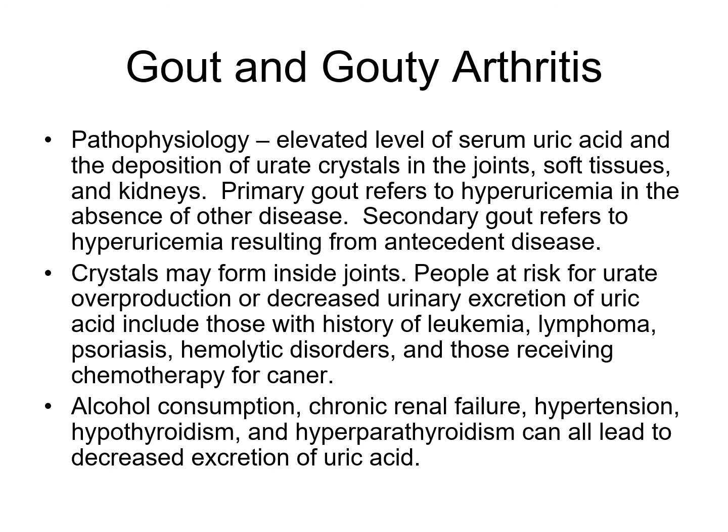Gout and gouty arthritis is related to an elevated level of serum uric acid and the deposition of urate crystals in the joints, soft tissues, and kidneys. Primary gout refers to hyperuricemia in the absence of other diseases. Secondary gout refers to hyperuricemia resulting from another disease. Crystals form inside the joints, and people at risk for urate overproduction or decreased urinary excretion of uric acid are those with a history of leukemia, lymphoma, psoriasis, hemolytic disorder, and those receiving chemotherapy for cancer. Alcohol consumption, chronic renal failure, hypertension, hypothyroidism, and hyperthyroidism can all lead to a decreased excretion of uric acid.